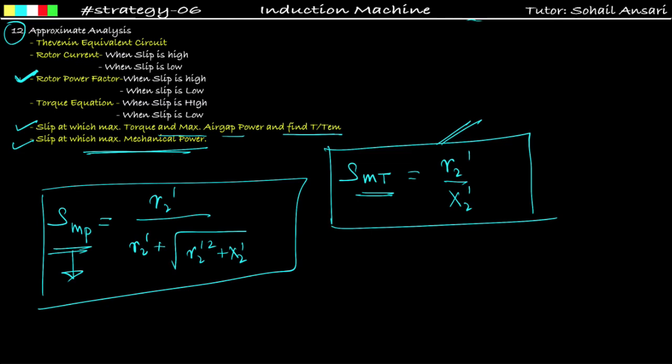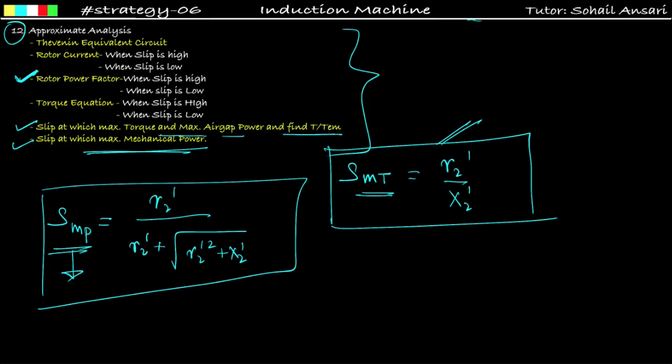So in this way we have completed the approximate analysis, and whatever formulas I derived for you, you should analyze how the graph of rotor current, rotor power factor, and torque equation will look like at high slip and at low slip. You have to plot the graph between rotor current and slip, rotor power factor and slip, and torque and slip. After that you have to find the slip at which maximum torque and maximum air gap power occur, and you have to find the T upon Tem, that is equal to 2 into (Smt upon s) plus (s upon Smt), where Smt is equal to R2 dash upon X2 dash and s is the slip at any load. So maybe the question can be framed from that equation. In GATE exam they have framed the questions from that equation.